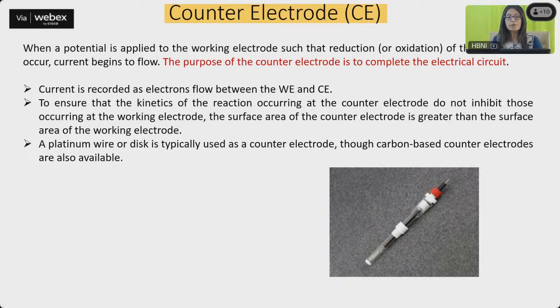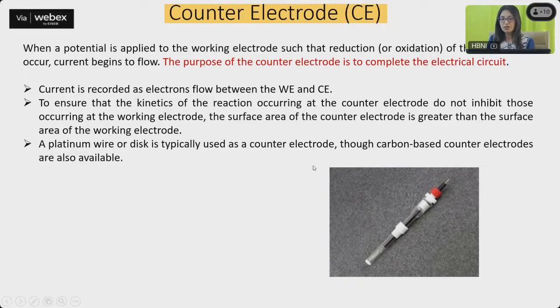When a potential is applied to the working electrode such that reduction or oxidation of the analyte occurs, then the current will begin to flow. What is the purpose of the counter electrode? It is to complete that electrical circuit. So you have to ensure that the current is recorded as electron flow between the working electrode and the counter electrode. Normally what you are using is a platinum wire or disc as a counter electrode.